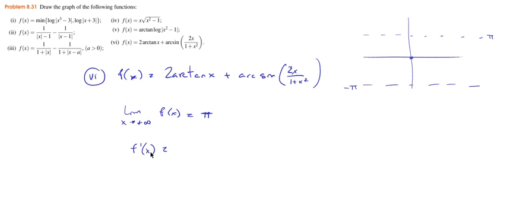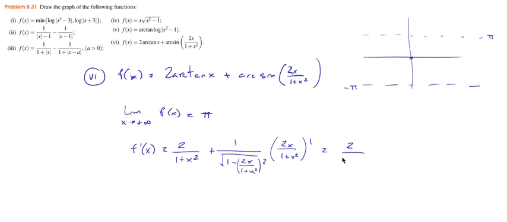So let's compute the derivative f prime. We have 2 over 1 plus x squared, and then the derivative of the arcsine, which is 1 over the square root of 1 minus (2x divided by 1 plus x squared) squared, multiplied by the derivative of the argument. If you do this, you'll see that you get 2 divided by 1 plus x squared times the bracket 1 plus (1 minus x squared) divided by the absolute value of 1 minus x squared. Okay? And this has to do with this thing here.